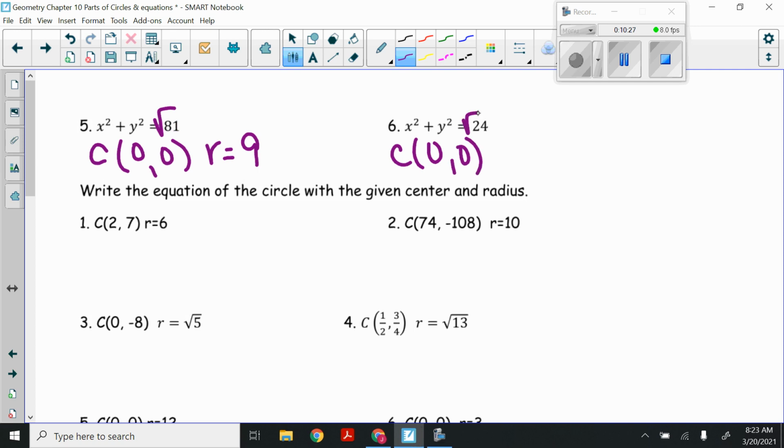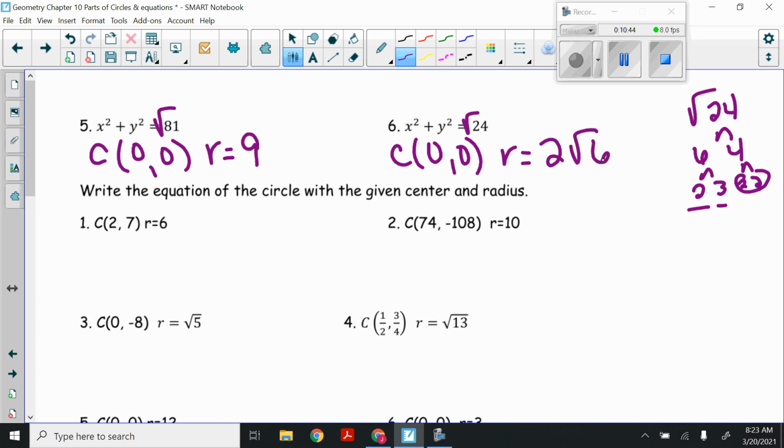So this time, when I take the square root of 24, I can do the factor tree on that. So I know that that came from 6 and 4. 6 breaks down to 2 and 3. 4 breaks down to 2 and 2. I have a pair of 2's, a 2 and a 3 left behind. So here my radius is 2 square roots of 6. So if you can do the factor tree on it, you do the factor tree.